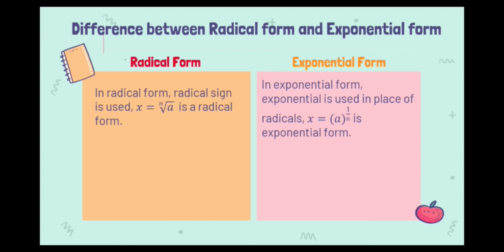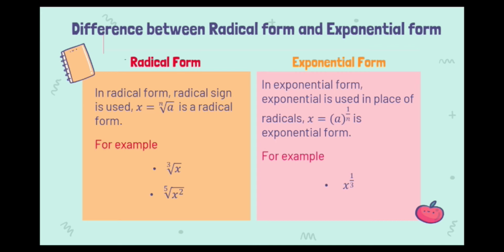For example, cube root of x, fifth root of x square. These are the radical forms because in both examples we used radical sign. Now look at the examples of exponential form. X raised to power 1 by 3. This is showing the same thing in exponential form.